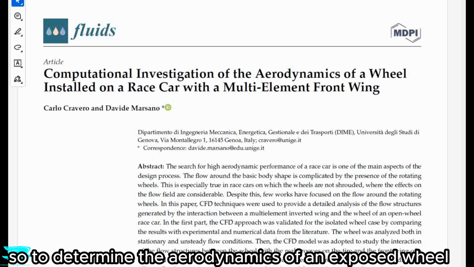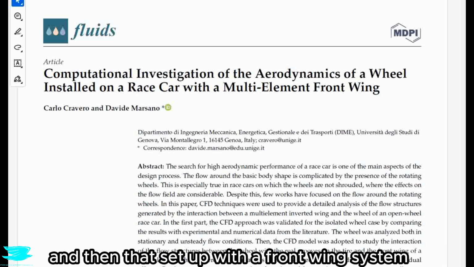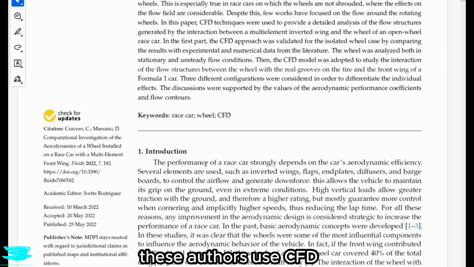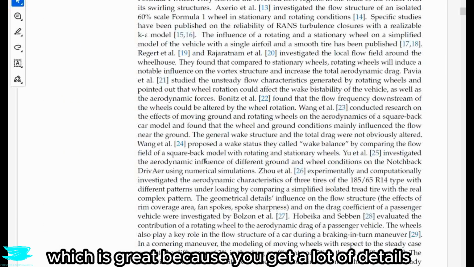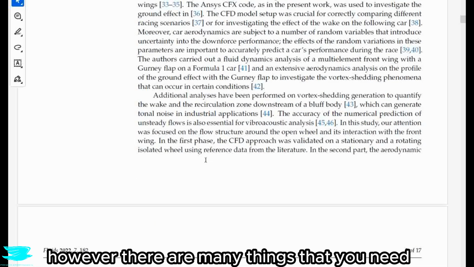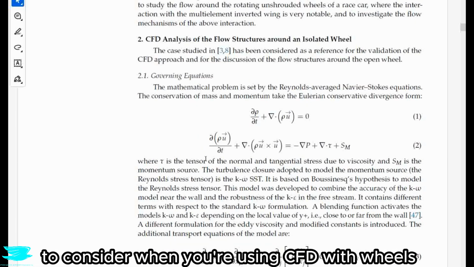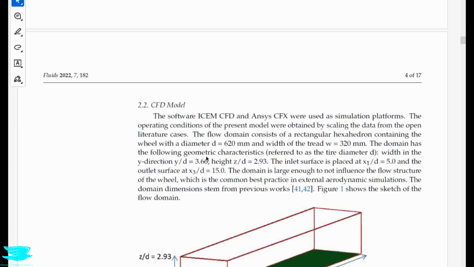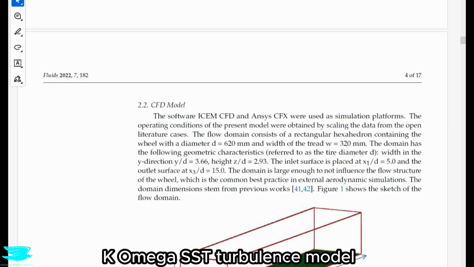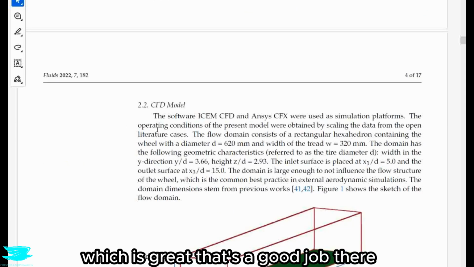So to determine the aerodynamics of an exposed wheel, and then that wheel set up with a front wing system, these authors use CFD, which is great because you get a lot of details. However, there are many things that you need to consider when you're using CFD with wheels, as we'll go through. So first of all, they use the k-omega SST turbulence model, which is great. That's a good job there.